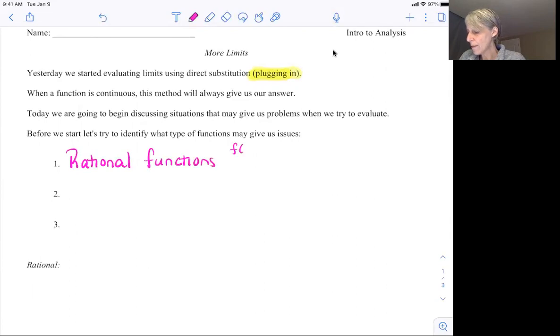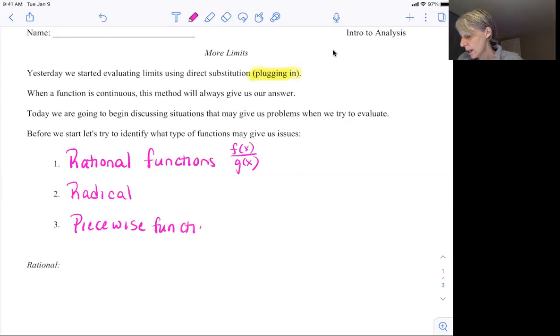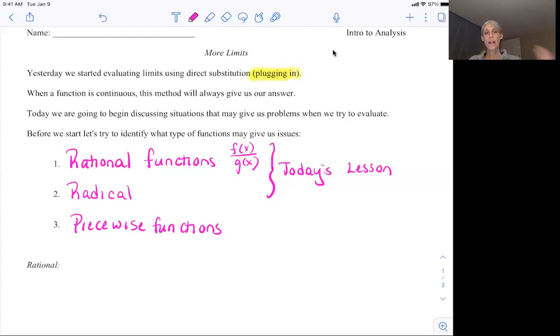When we have some f of x over a g of x. Those functions are going to be radical functions, because what do we know about a radical function? We can't have a negative under the radical sign. And those functions are going to be piecewise functions. And we're going to have a whole separate day on piecewise functions. So today, we're going to talk about what to do when you're dealing with rational functions or radical functions.